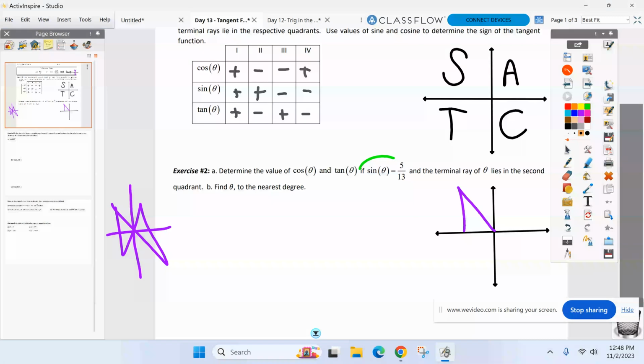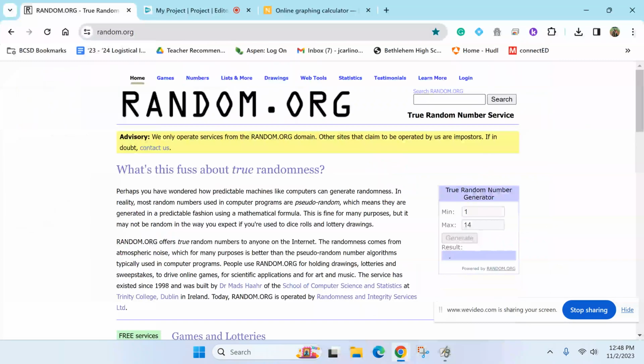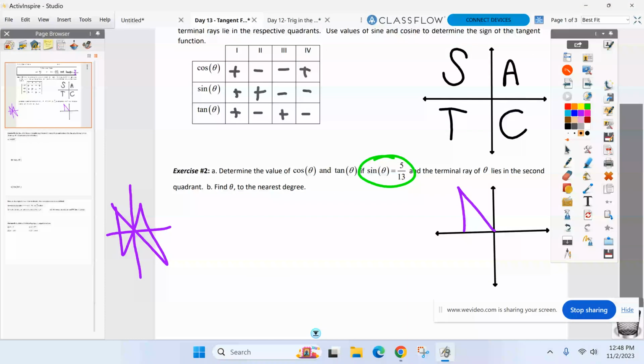Okay, sine's equal to 5/13. Spit out anything you know about sine that we've learned this year. Gabby? Opposite over hypotenuse. So I should be putting that 5 and 13 somewhere on my triangle.